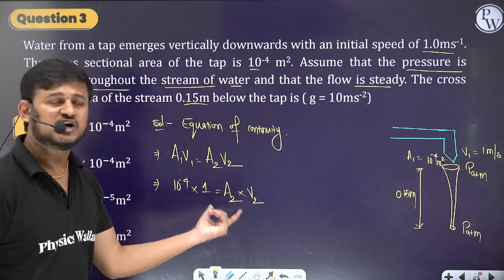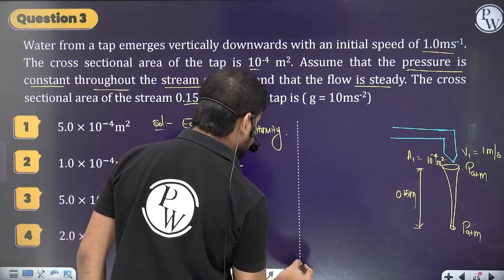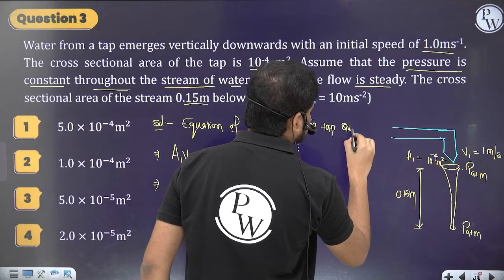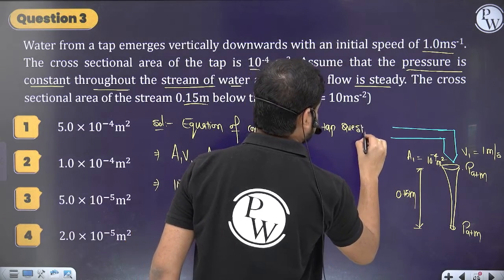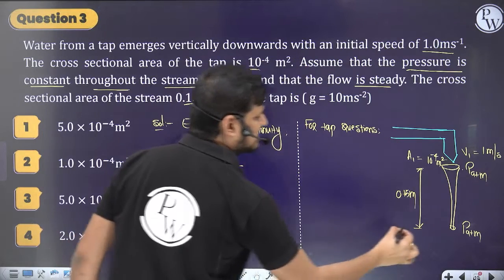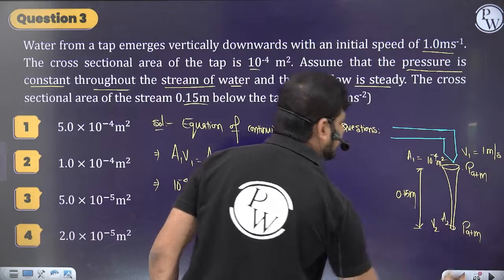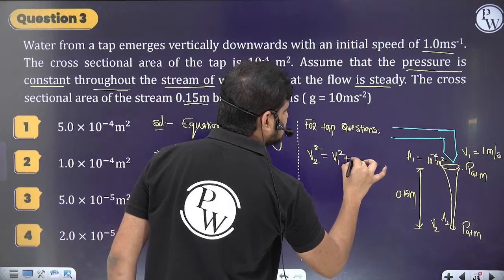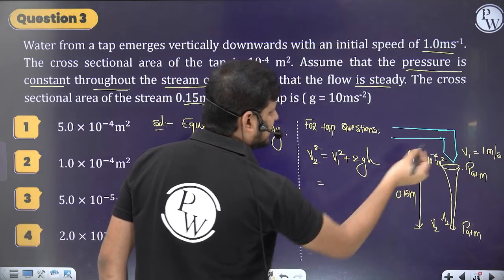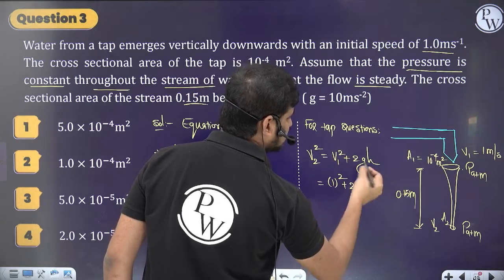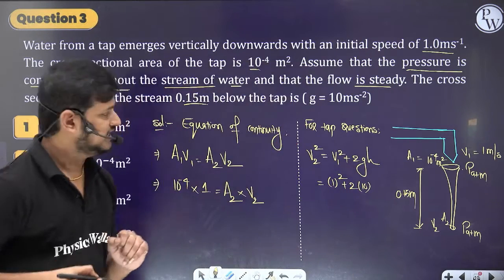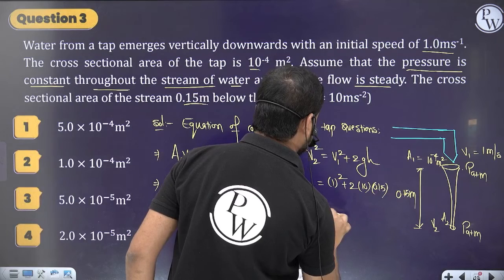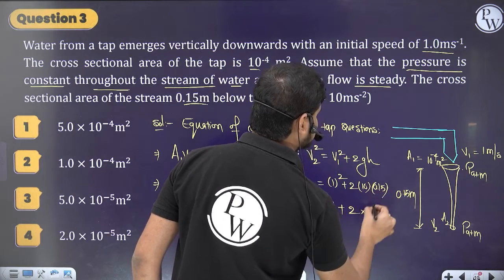So how do you find the V2 velocity for the tap questions? Directly you can apply this concept for tap questions. So let the velocity here be V2 and the cross-sectional area A2. Then I can write V2 square is equal to V1 square plus 2GH, right? What is V1? 1 whole square plus 2 into G. They asked us to take 10 in the question, into, at what height are they saying? 0.15. So I'll write 1 plus 2 into, 10 into 0.15 is 1.5.